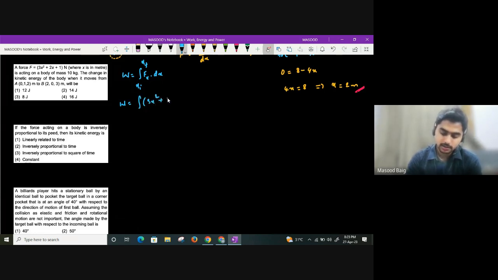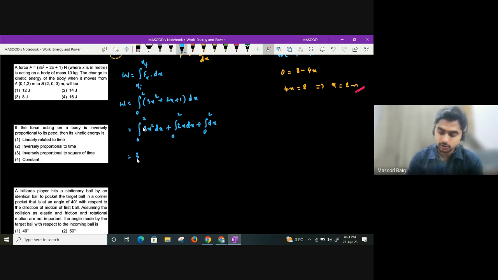So what can we write for work done? I can write work done as the integral of Fx dx, from some x initial to some x final. What is the variation of force here? 3x square plus 2x plus 1, into dx. The x coordinate is varying from 0 to 2. So I can also write this as the integral of 3x square dx plus the integral of 2x dx plus the integral of dx, each from 0 to 2.